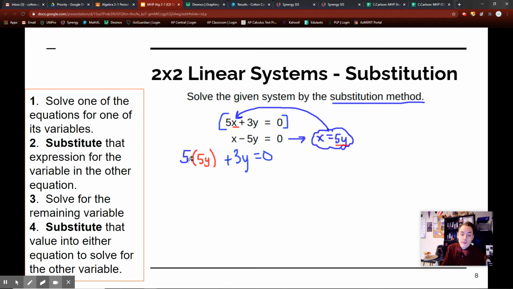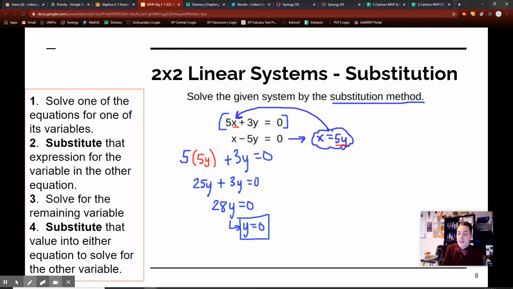So now what is this? Well, 5 times 5 is 25, y plus 3y equals 0. This is 28y equals 0. And so y, of course, equals 0 when I divide by 28. Now, 0 is still a number, guys. Just because it has no value doesn't mean it's not a number.